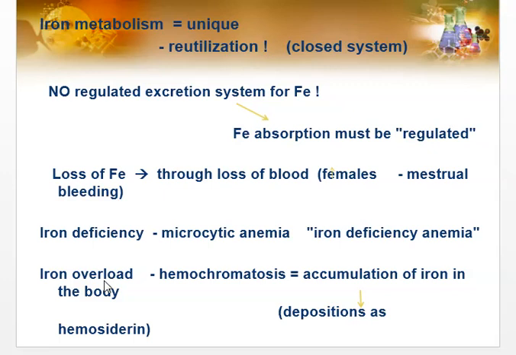Hemoglobin is a part of the blood. You know that hemoglobin consists of two parts, heme and globin. Globin is a protein, but in heme we have this complex compound which has the central atom iron. If we have some deficiency of iron, we can get anemia. Iron overload, hemochromatosis, accumulation of iron in the body. This deposition is as hemosiderin.